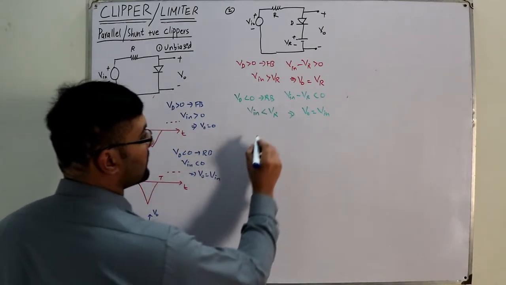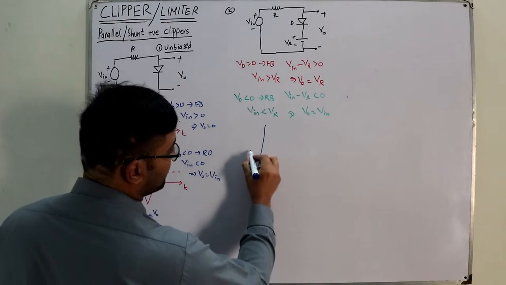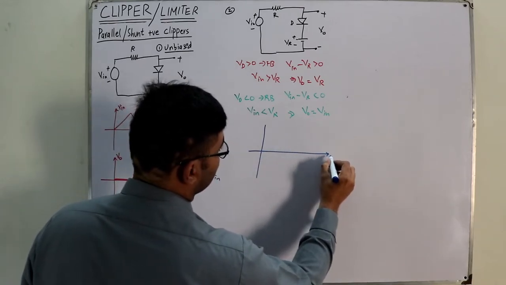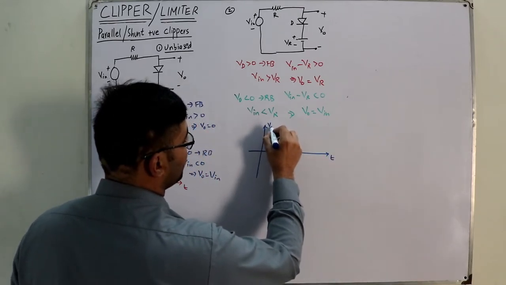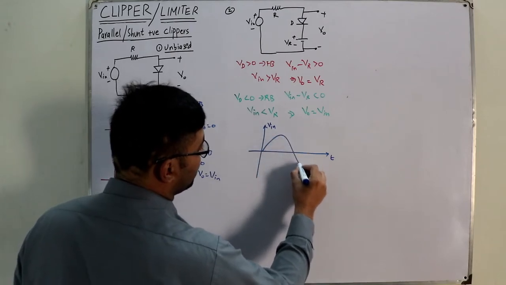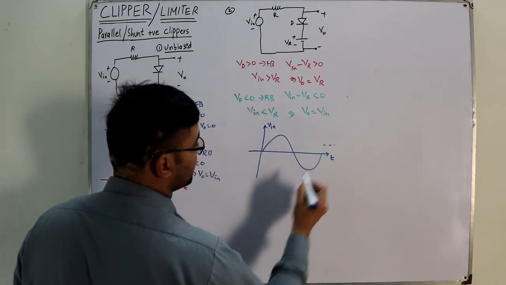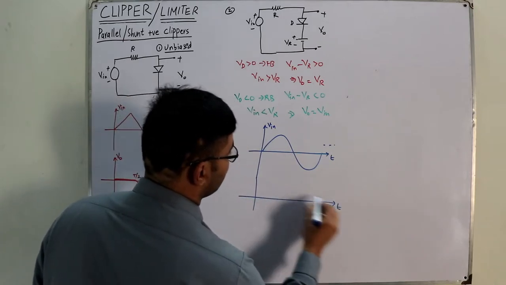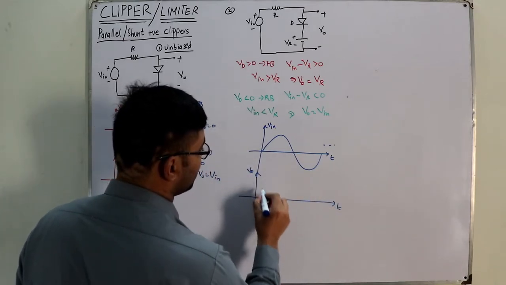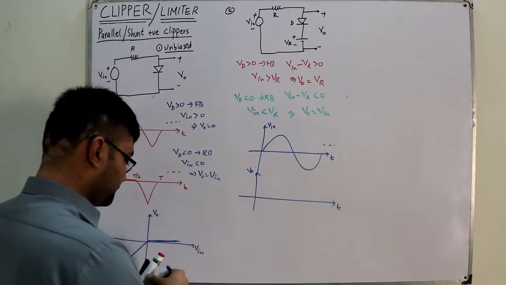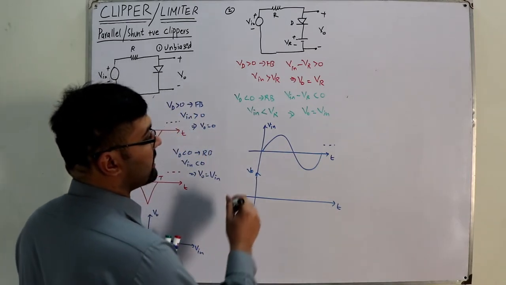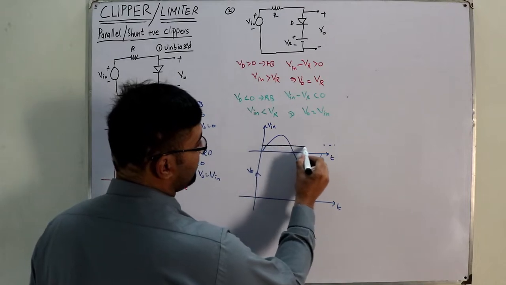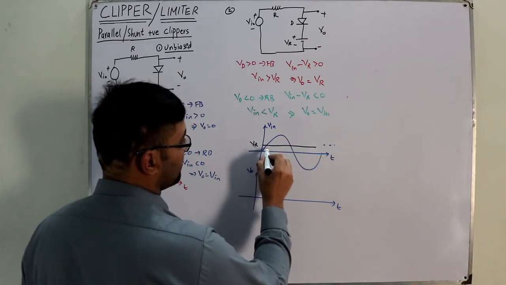So let us draw the input voltage, let's say a sinusoid, and then you have an output voltage. So let us, we have a positive VR reference. We have a positive VR as a reference over here.